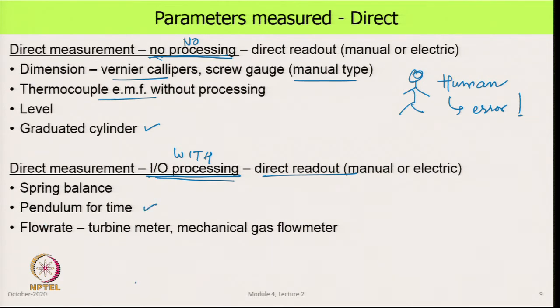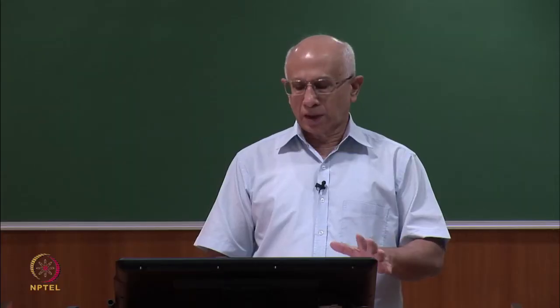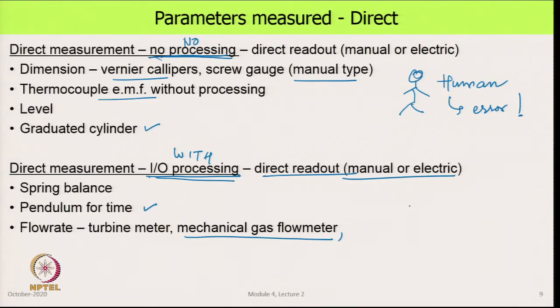Similarly, if you want to measure time with a pendulum, that would be the case, and say the water flow meter at your house, or the mechanical type of gas flow meter. These are devices which operate completely in a mechanical way, and depending on something that rotates, it gives a number. That is how much we have consumed. So, there was a processing happening because there was a mechanism in it, but no major electronic thing. Again, there is a direct readout which could be manual or electric. So, here also the human being is an actor.